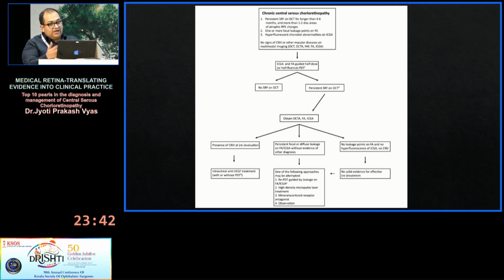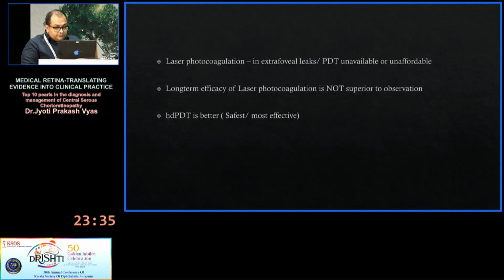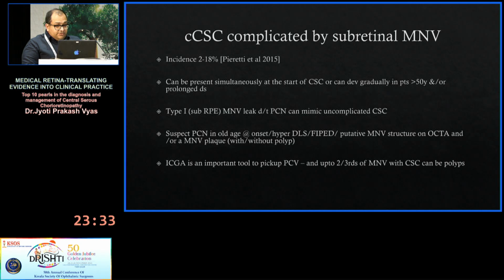Again, you have to start off directly with an FFA, ICG, and an OCTA, and based on that, you have to treat accordingly. Laser photocoagulation: when the CSCR is complicated by subretinal macular neovascularization, the incidence was seen to be around 2 to 18%. And the most important thing is that it's a sub-RPE leak, and due to a PCN, it can mimic even an uncomplicated CSCR. So OCTA is mandatory in this subset of patients.